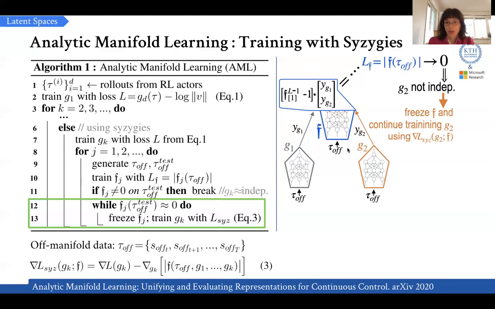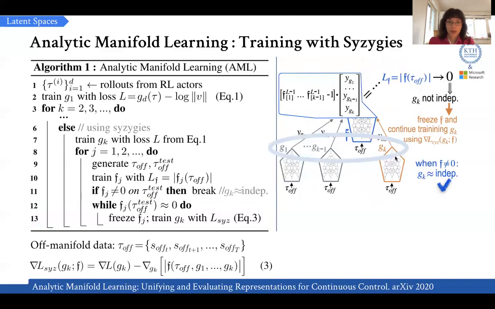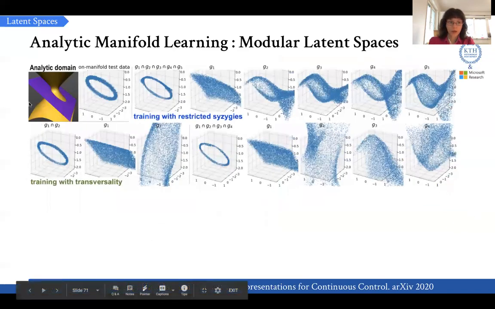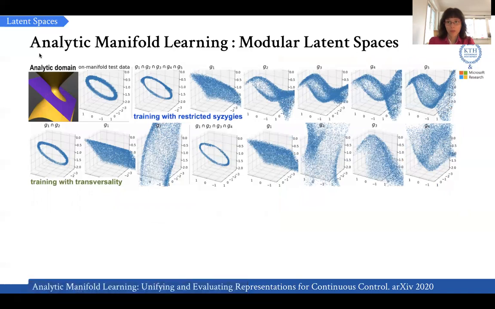So we will freeze the syzygy, and then we will continue training G2 to push it away from the solution that made it possible to learn the syzygy. And eventually we will find the G2 that is independent from G1, because we would not be able to learn the syzygy that tells us that they are related. Okay, and then we will keep on going iteratively, now learning G3, G4, and so on, and then we will have this sequence of relations that capture the latent manifold of our sequences that are coming from the dynamical system.